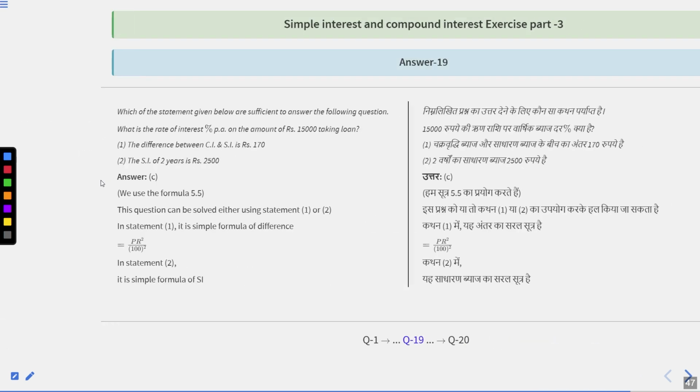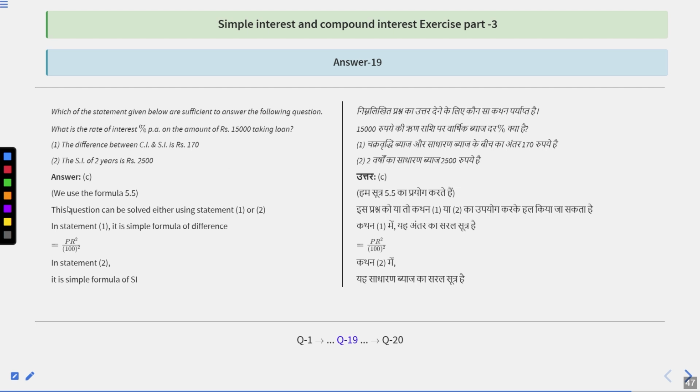Now time's up. Let's see the solution. So this question can be solved using either statement 1 or 2. We can easily solve it. Statement 1 is a simple formula of difference. Clear? So we know that the difference between 2 years of simple interest and compound interest is PR square upon 100 square. Statement 2 uses the simple interest formula. Clear? So C is the correct answer.